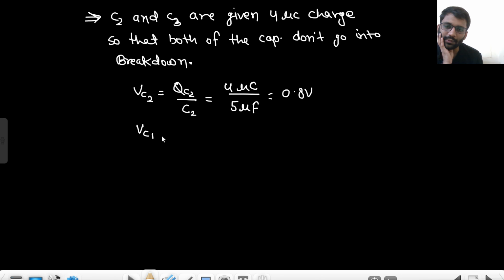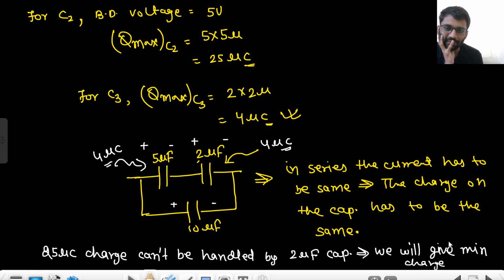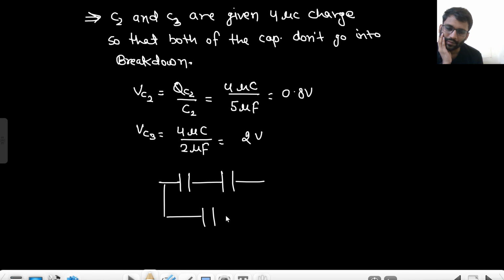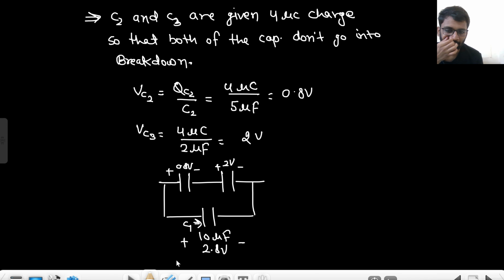What is the voltage across C3? What is the charge? 4 microcoulomb, divided by 2 microfarad. That is 2 volts. So basically, one capacitor, 2 capacitor, and this capacitor. This is 10 microfarad. This is having 0.8 volt, and this is having 2 volt. So a total of 2.8 volts will be across capacitor C1, right?